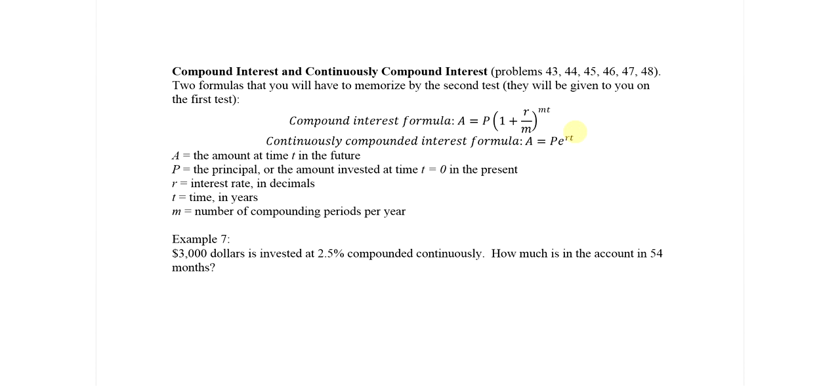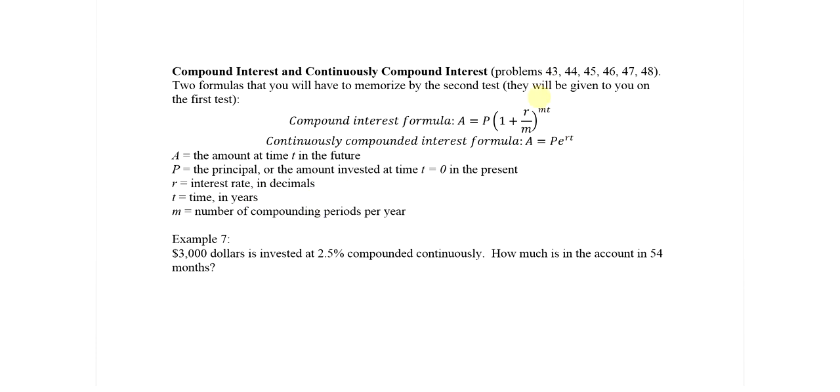We're introducing them here because these are interest formulas. They're how much money you have, right? And so this A is how much money is in your account at time t in the future. P is the principal, or the amount that you invested at time t equals 0. So that's P here and here. r is the interest rate. r is always in decimals. t is the time. It's always in years.